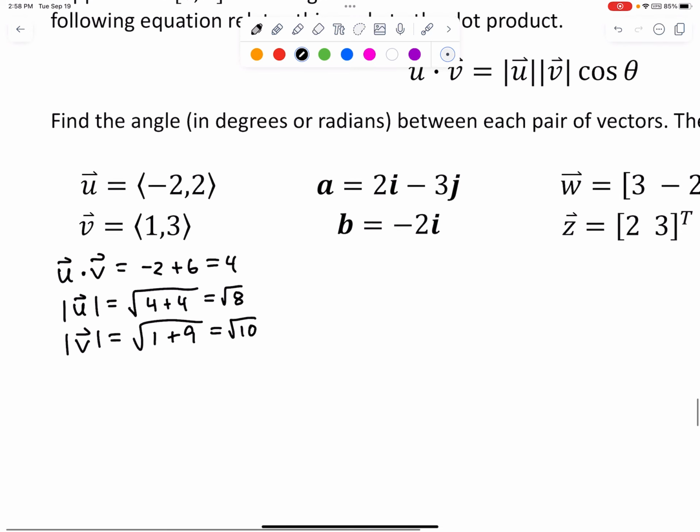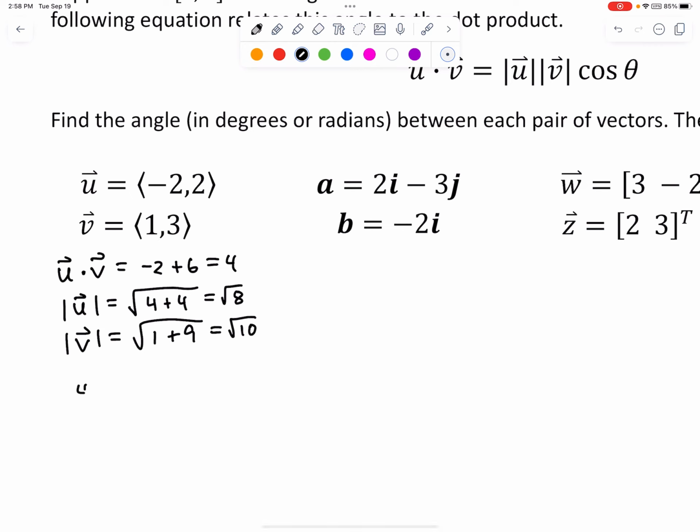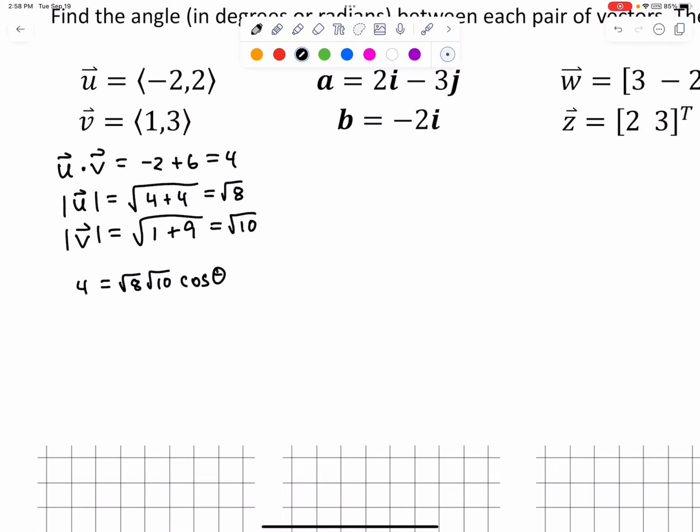So according to our formula, the dot product will be equal to the product of the magnitudes times the cosine of theta. We can solve this for theta by dividing by the two radicals and using an arc cosine. So theta is equal to the arc cosine of 4 over rad 8 rad 10.